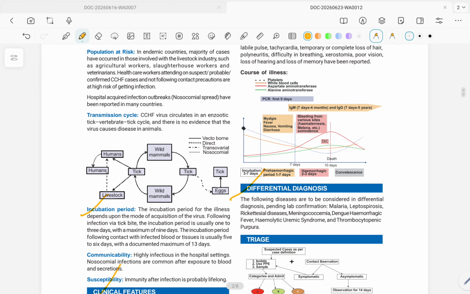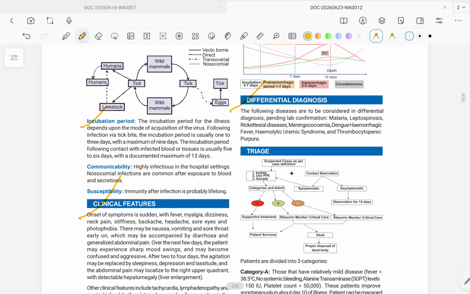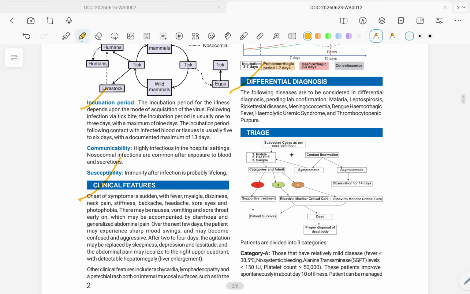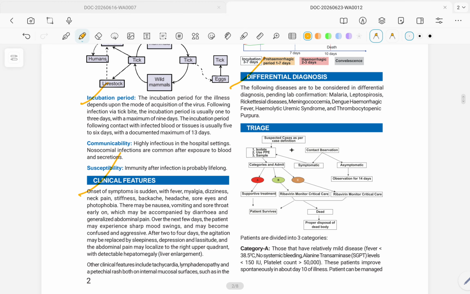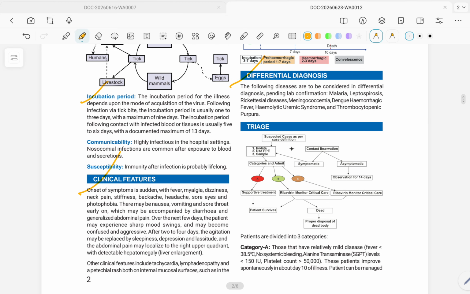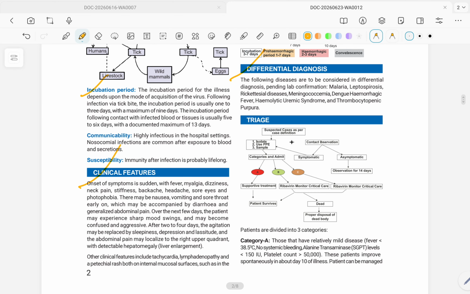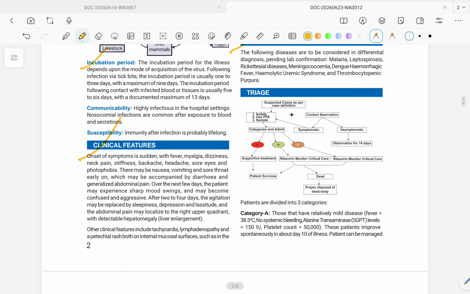Differential diagnosis. The following diseases are to be considered in differential diagnosis: pandemic influenza, malaria, leptospirosis, rickettsial disease, meningococcemia, dengue hemorrhagic fever, hemolytic uremic syndrome, and thrombocytopenic purpura.